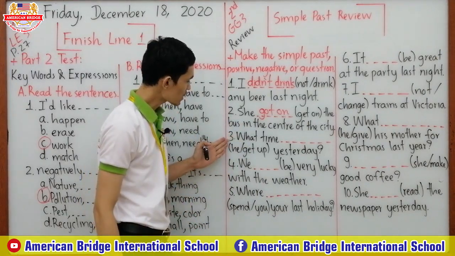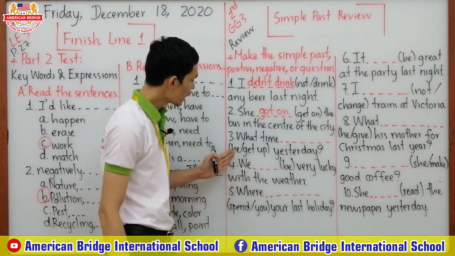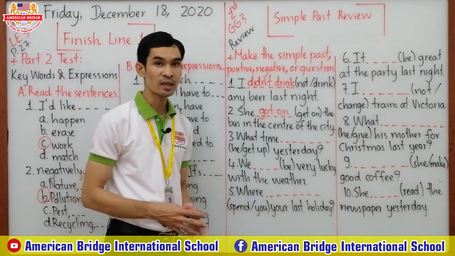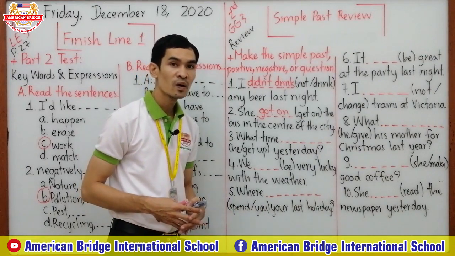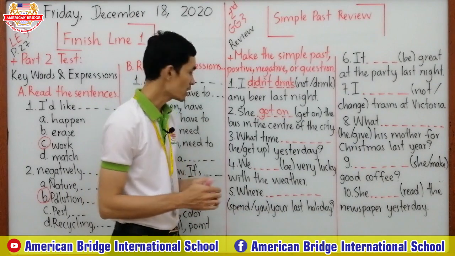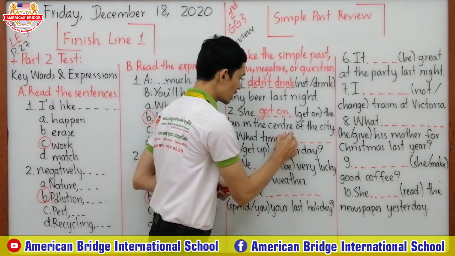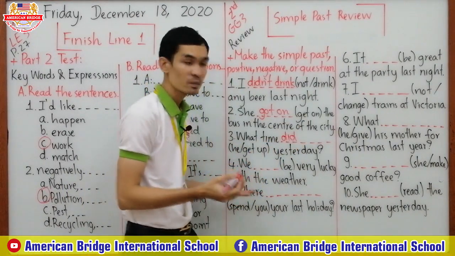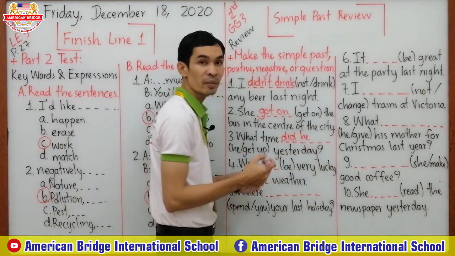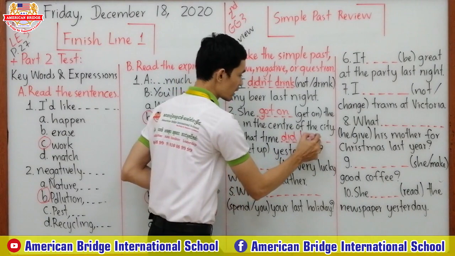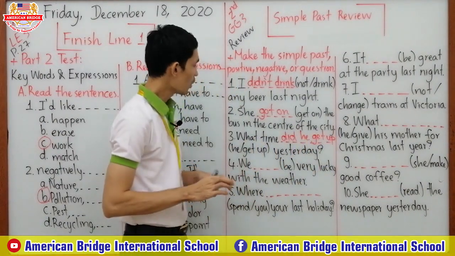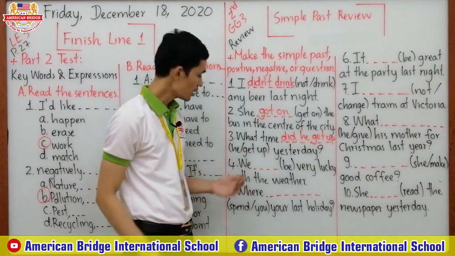Okay, how about number 3? What time blank he get up yesterday? Yesterday, right? So how do you make it into a question? Did, right? You start with did. And after that, the subject. What is the subject? He. Okay, and after that, the base form of the verb, get up. What time did he get up yesterday?